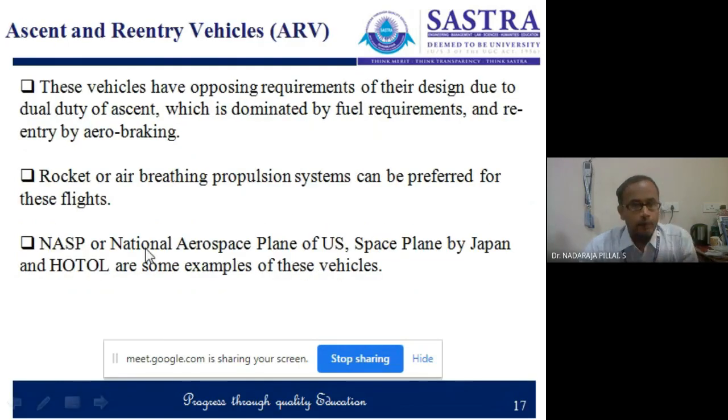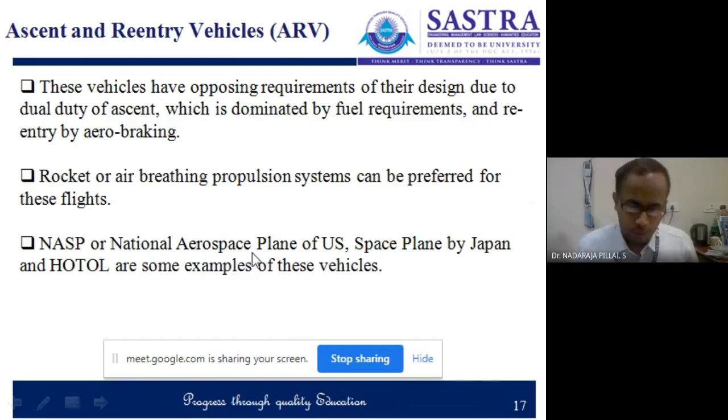Then the third one is ascent and re-entry. So ascent and re-entry vehicles have an opposing requirement in their design due to the dual duty, right? Ascent is dominated by the fuel requirement and re-entry by aero braking. Aero braking is nothing but offering resistance through aerodynamic design, right? So here the rocket or air breathing propulsion system can be preferred.